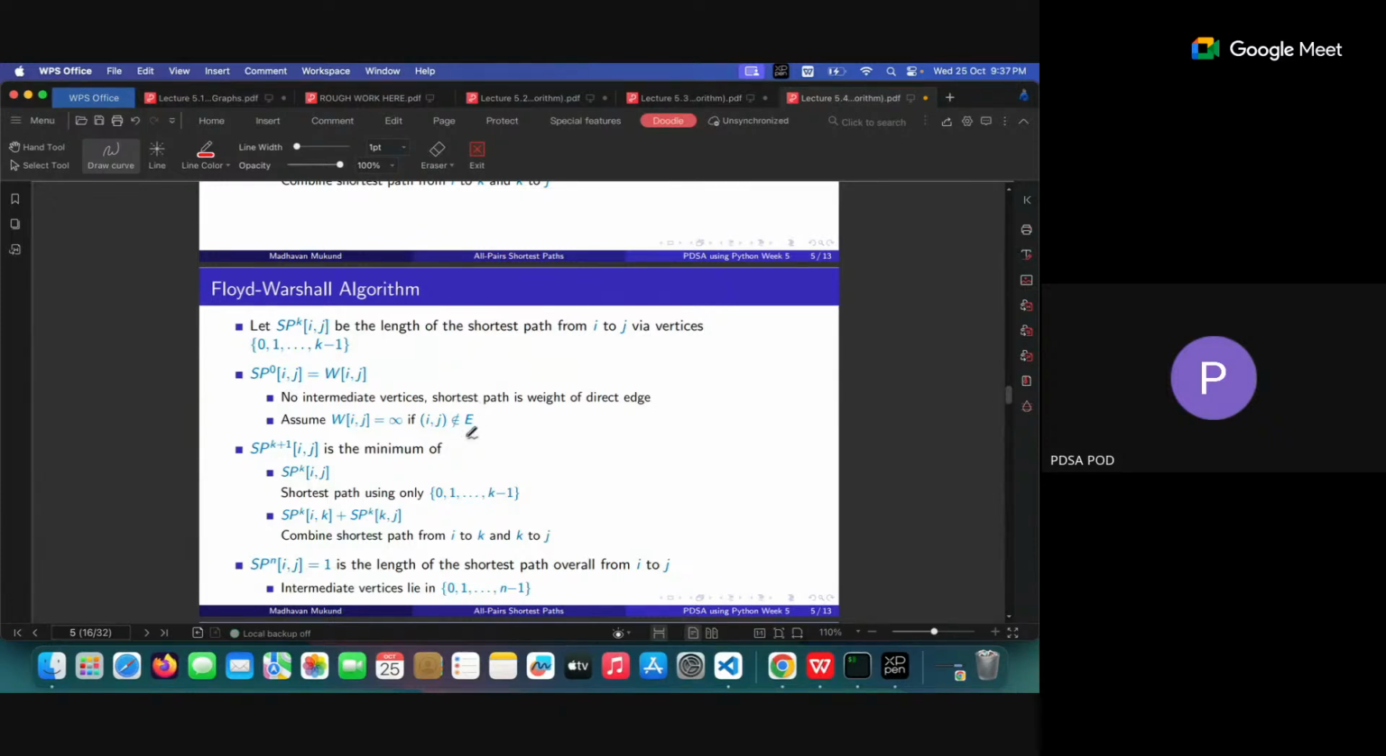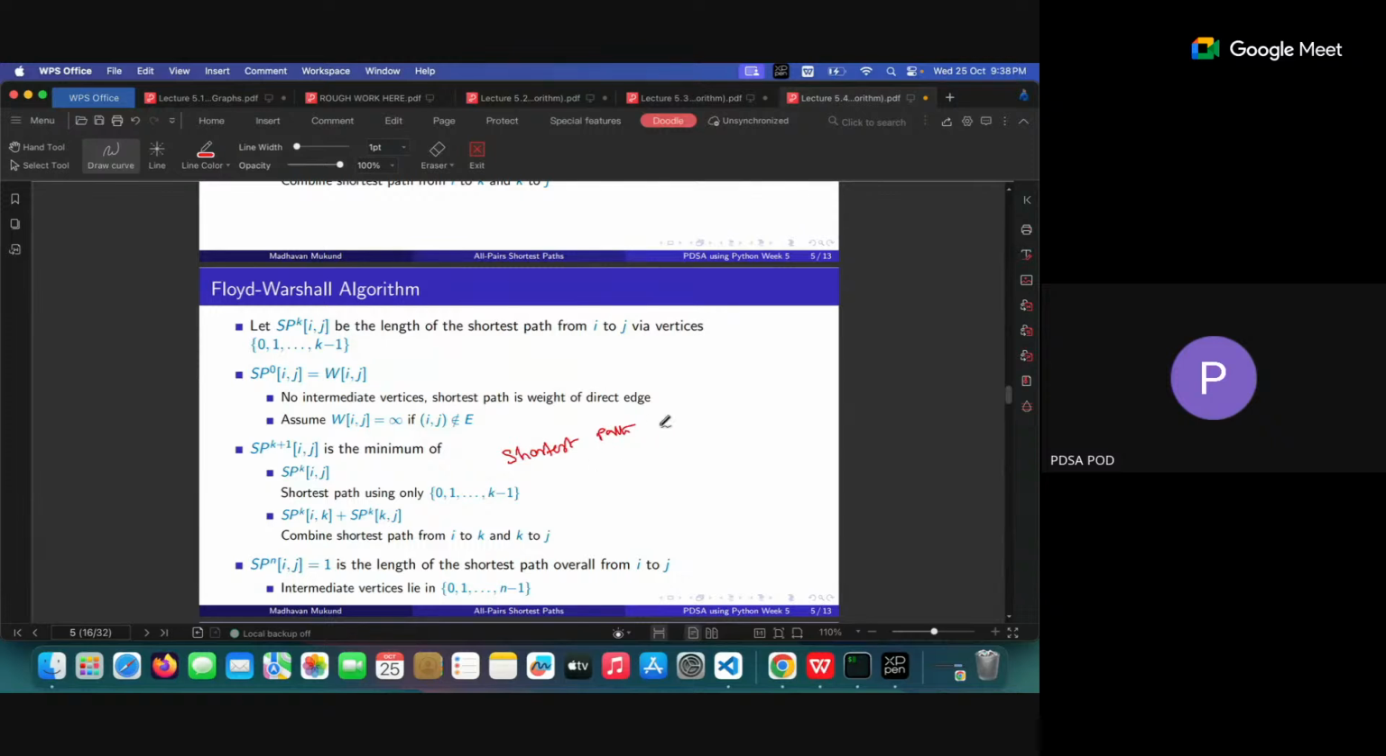So see here, it is adding up for the algorithm to compute that. If you look at this one line, SP of k plus 1, I J is the minimum weight of SP of K J, the shortest path using 0 to k minus 1. How do you say that it is the shortest path? SP means shortest path. How do you say it is the shortest path?